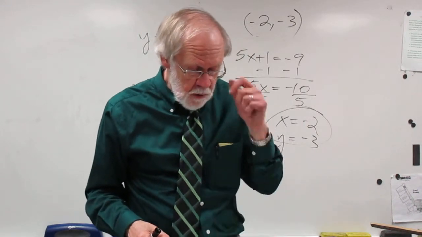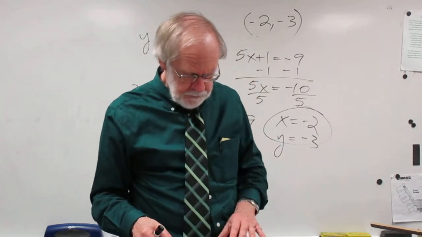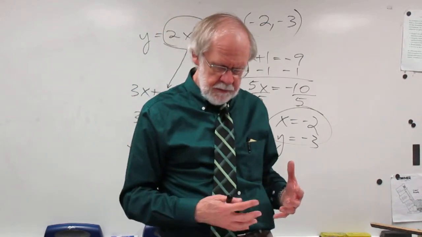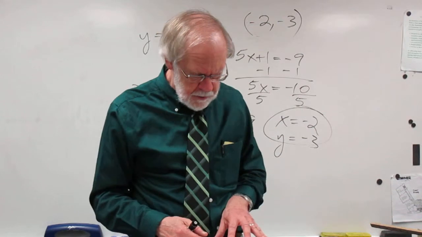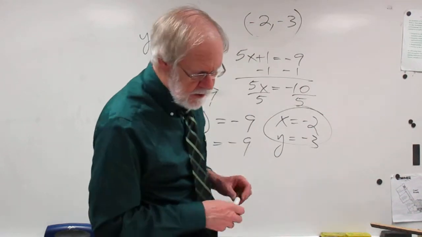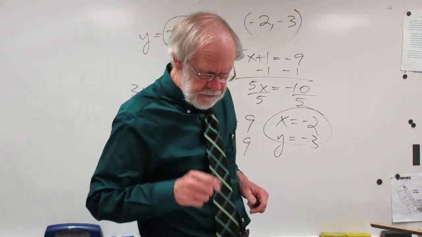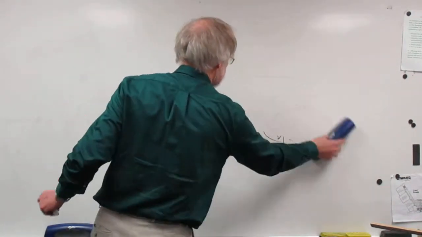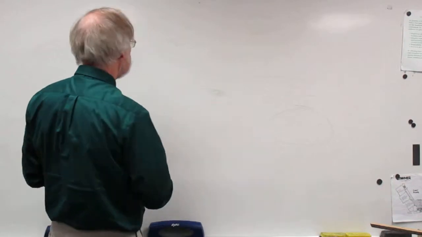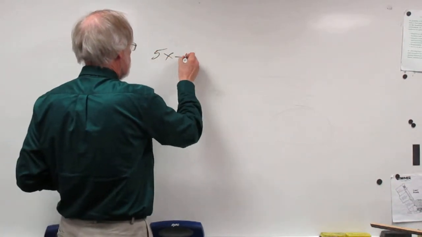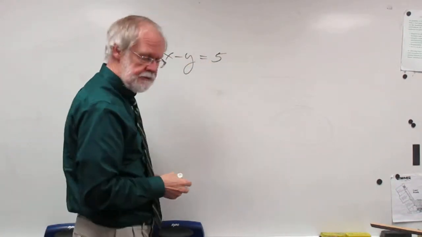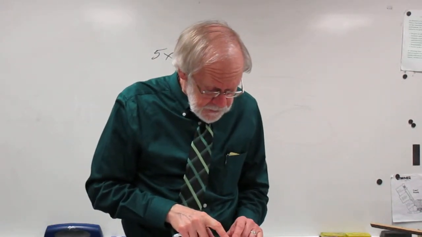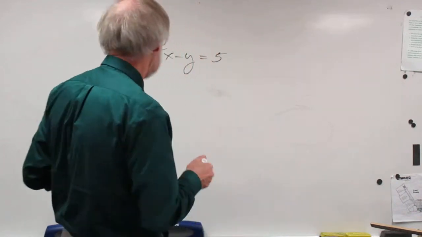Now, I'd like to do one other one here. With most of these, they will kind of be set up for you, but let me show you one that's not. That would be the best way to go next. 5x minus y equals 5. That's one of my equations. So 5x minus y equals 5. And the other one is negative x plus 3y equals 13.